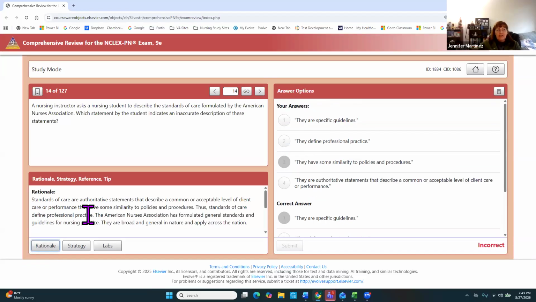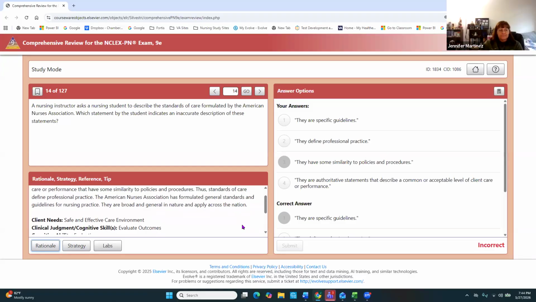So standards of care are authoritative statements that describe a common or acceptable level of client care or performance that have some similarity to policy and procedures. Thus, standards of care define professional practice. The American Nurses Association has formulated general standards and guidelines for nursing practice. They are broad and general in nature and apply across the nation.